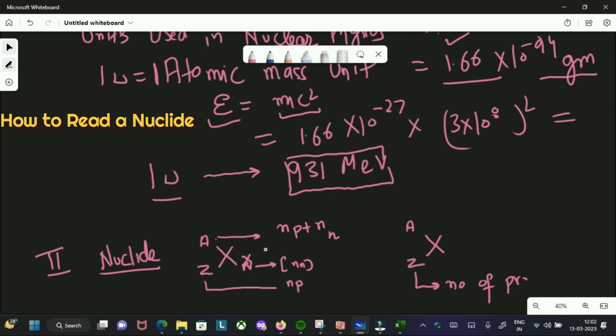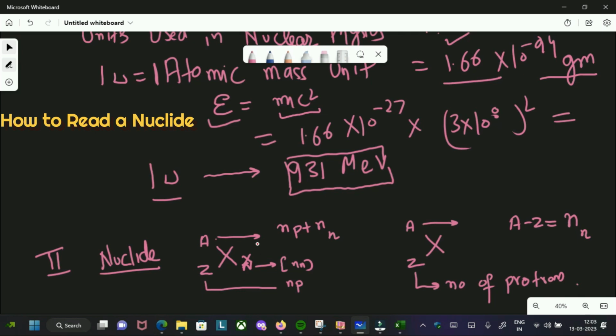Okay, as simple as that. So you can always find out the number of protons, and this gives you the number of neutrons and protons. If you subtract these two, A minus Z, you will anyway get the number of neutrons. So you should be able to read a nuclide pretty well.